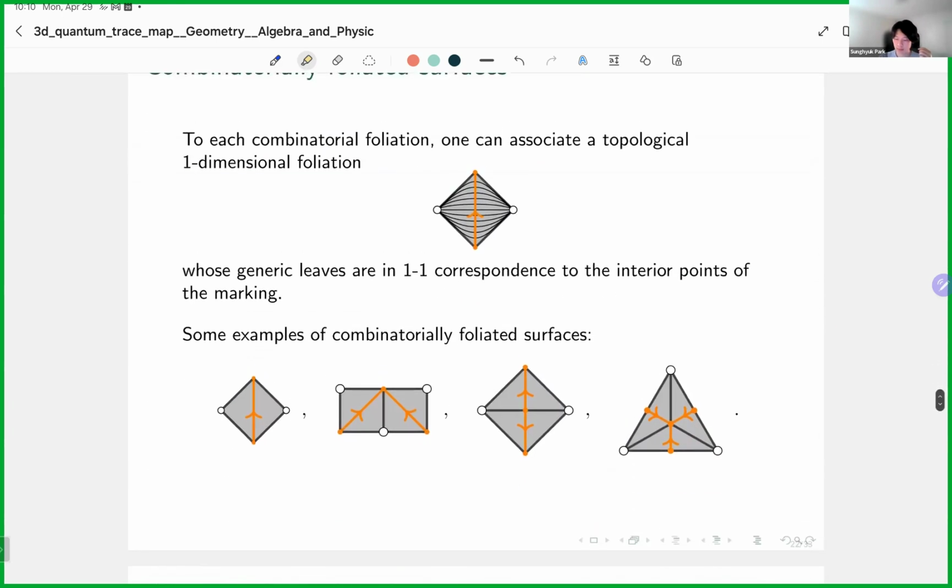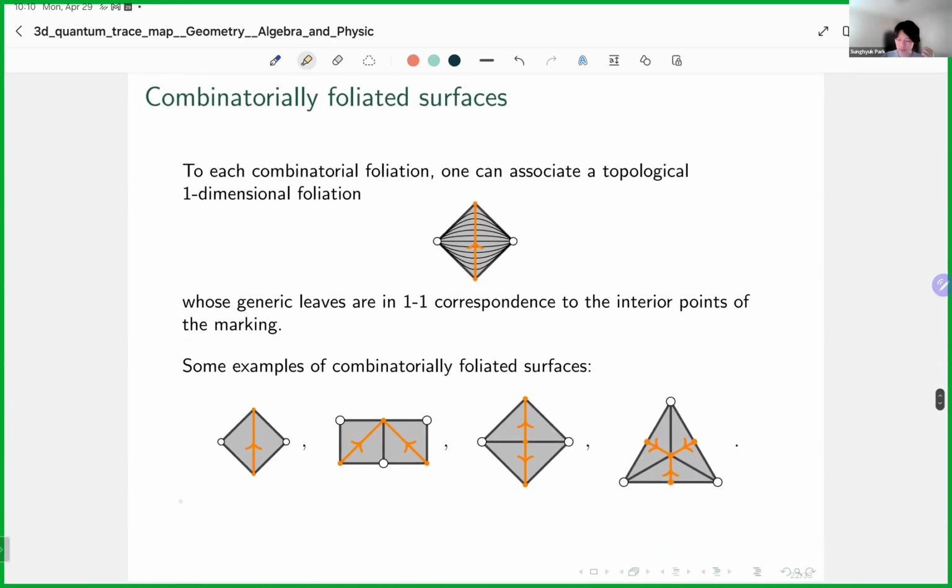That is, only sources are glued to sources, sinks are glued to sinks. And it's probably easier to see examples, right? So yeah, to understand what I mean by that, these are some examples of combinatorially foliated surfaces. These are just some surfaces, and very simple examples of combinatorially foliated surfaces, which can be obtained by gluing a bunch of these quadrilaterals.